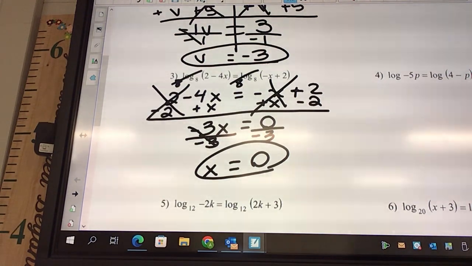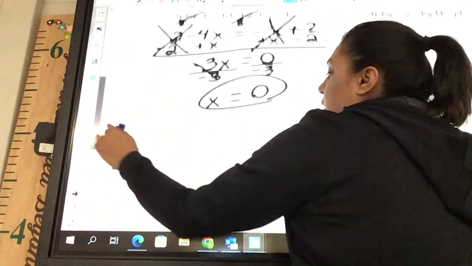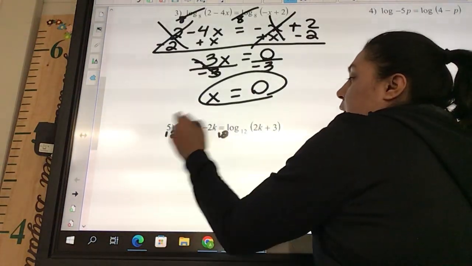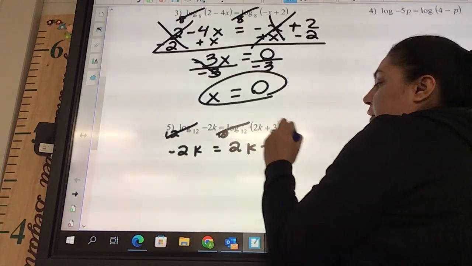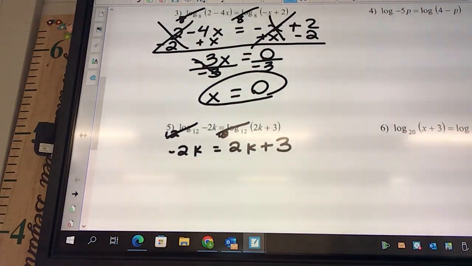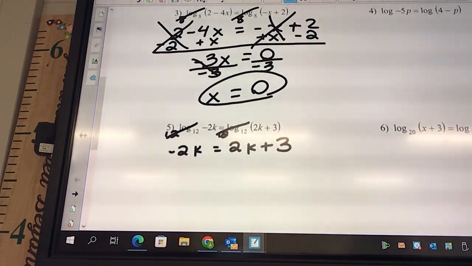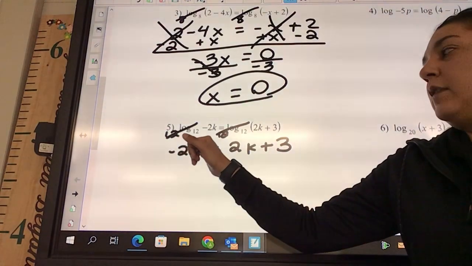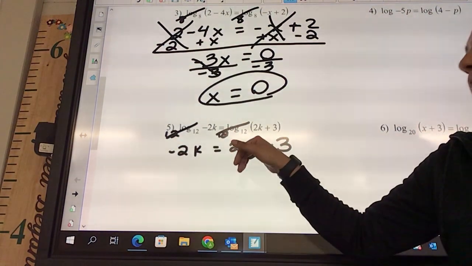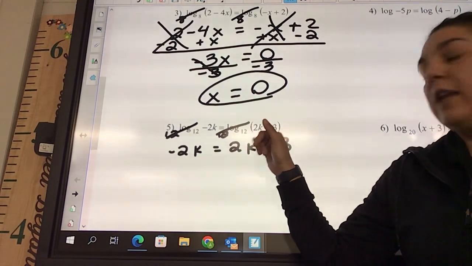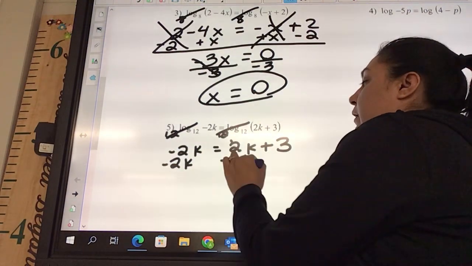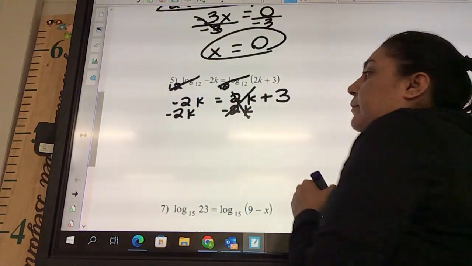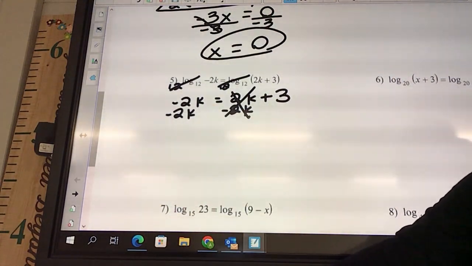Look at 5. What's the first thing you need to do? Do it to the 12. So we got negative 2k equals 2k plus 3. Now this one looks funny because it doesn't have 3 pieces. Just go through and ask yourself, is it a letter or is it a number? Is negative 2k a letter or a number? Letter, and it stays on the left, so that one does not need moved. What about this 2k? It's a letter and it's on the right, so it needs to be moved to the left. Does the 3 need moved? No, it's already on the right. Numbers go on the right.